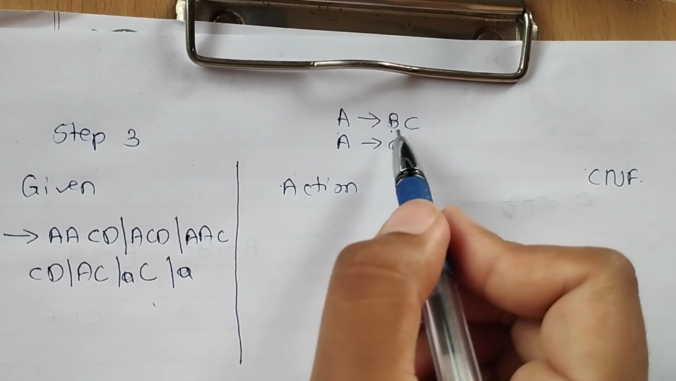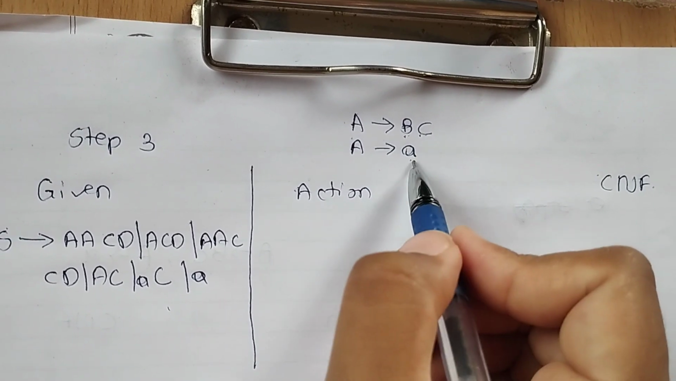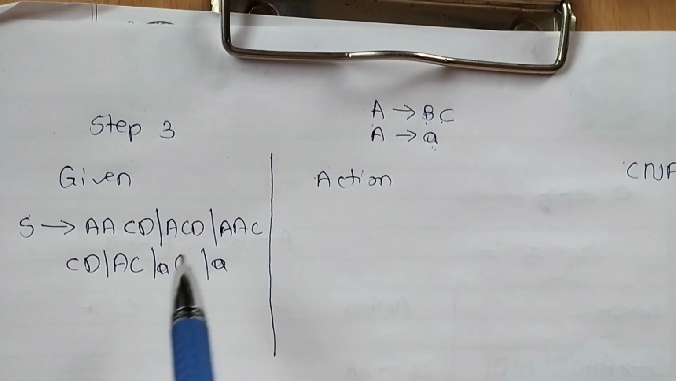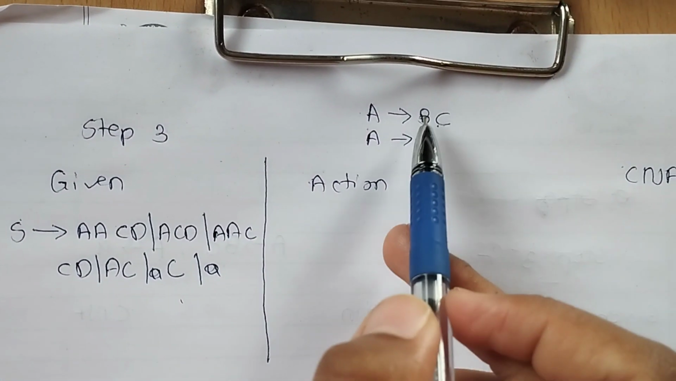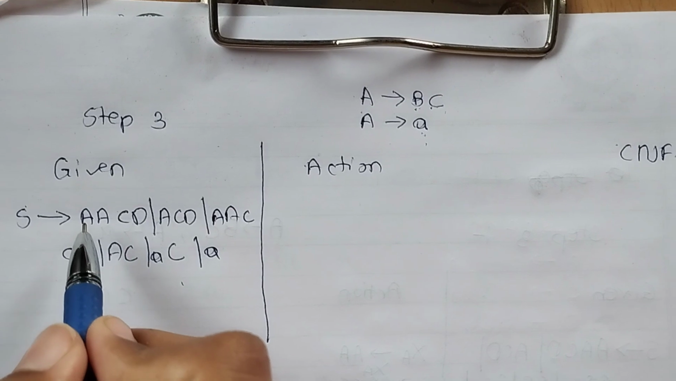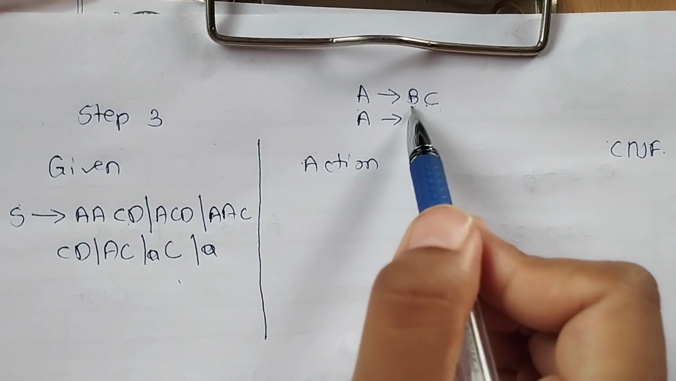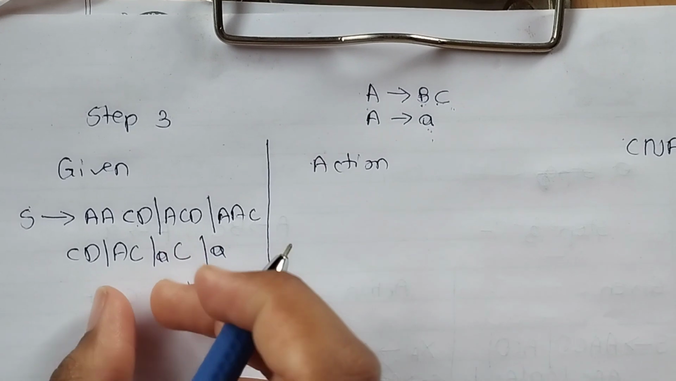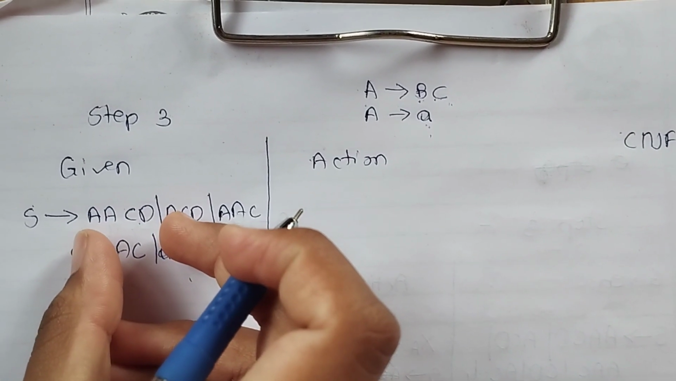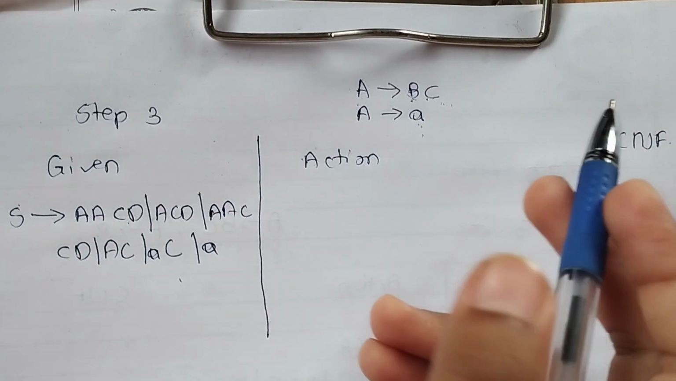If the production is in the form of two capital letters or only one single small letter, then it is the CNF. We convert this whole production in the form of B, C and A. If we see here, four capital letters are present, and we want only two capital letters. So we assume something for these four capital letters, to convert them into two single capital letters.